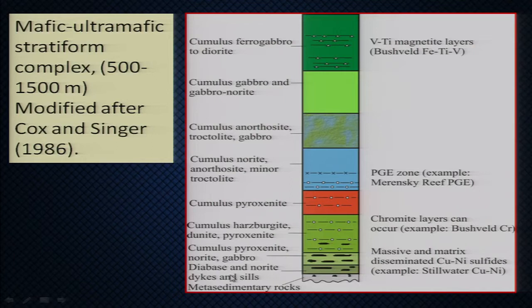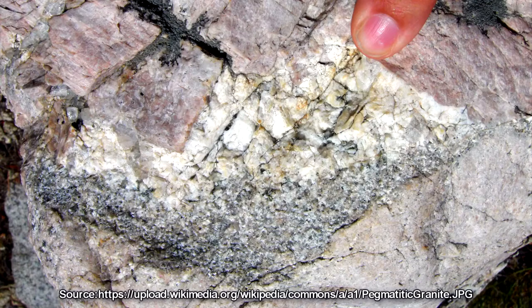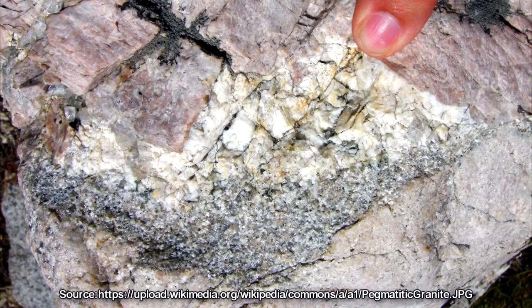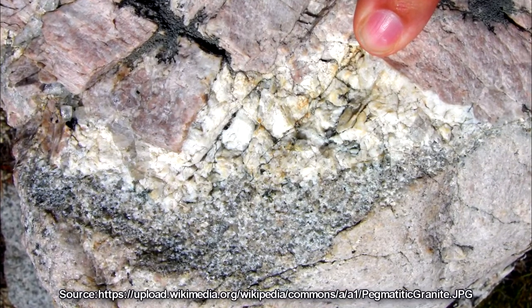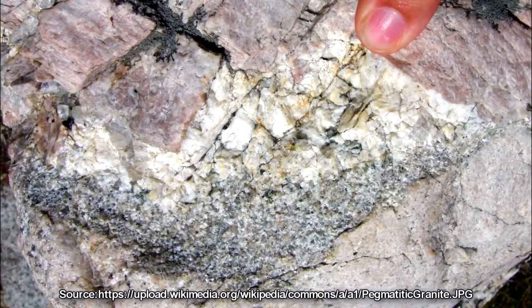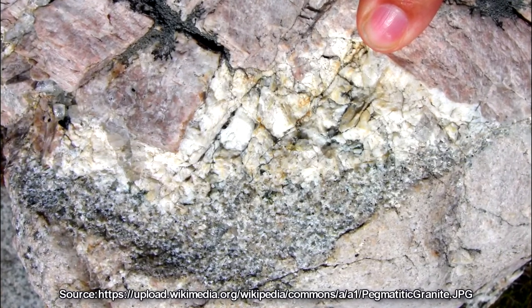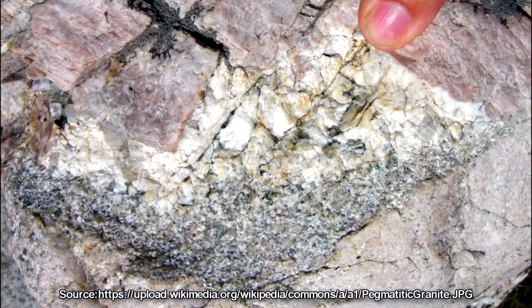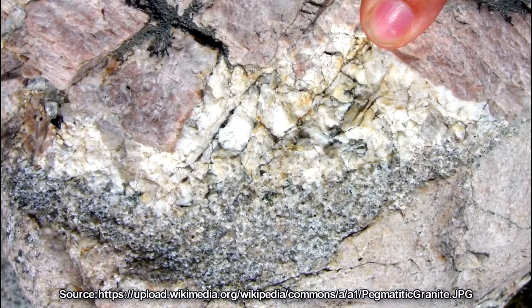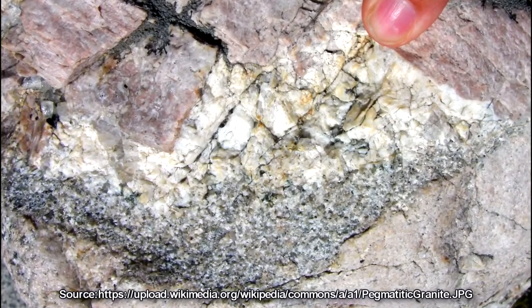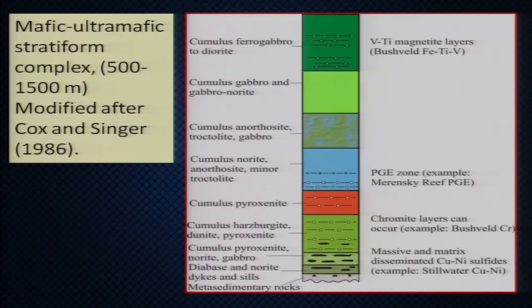The first layer is of diabase and norite, which is mostly in the form of dikes and sills. It is a green colored shield here. Then it is followed by cumulus pyroxenites. Cumulus means the early formed crystals. They are of large size because they crystallized slowly, and clumping of these large size crystals gives rise to cumulus crystals or aggregates of bigger crystals in the form of cumulates.